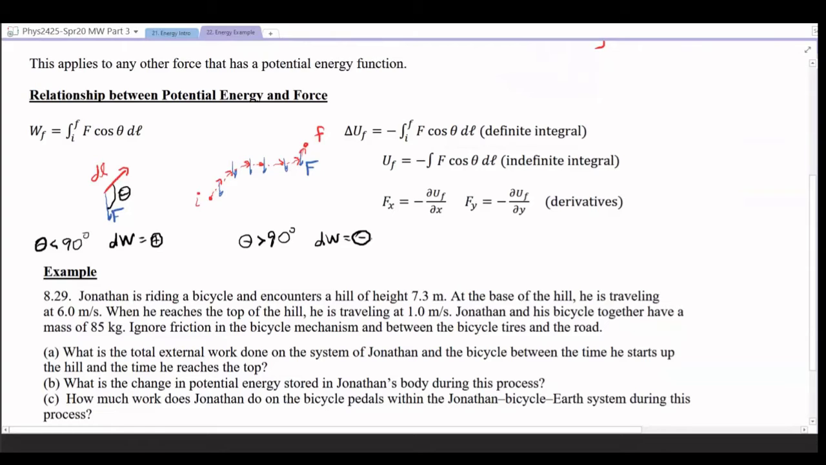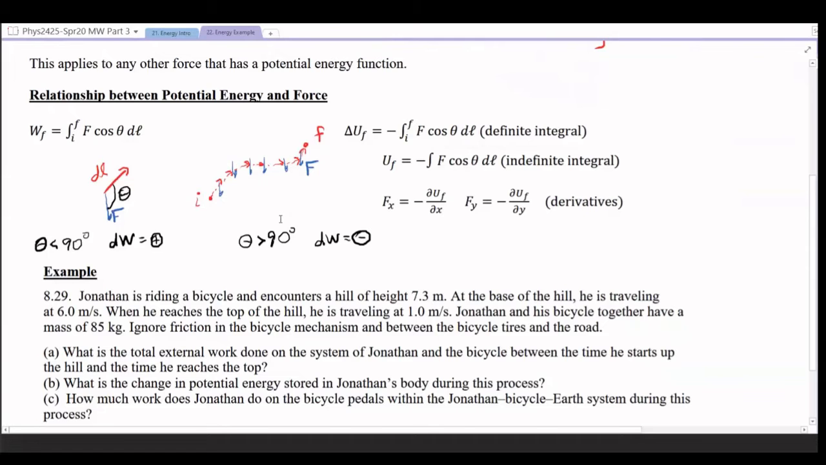Now we'll look at a case where the theta is constant, and the nice thing about constants and integrals is you can just pull constants outside of integrals. So that'll make our integral a lot easier to deal with. So we'll talk about a case, I think it's in the lesson, with a ramp and an object moving down a ramp.